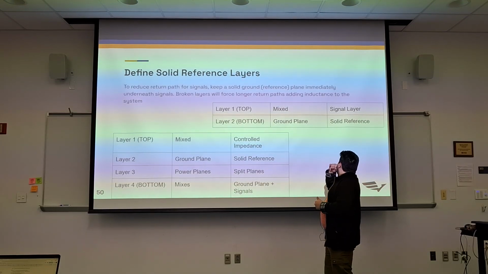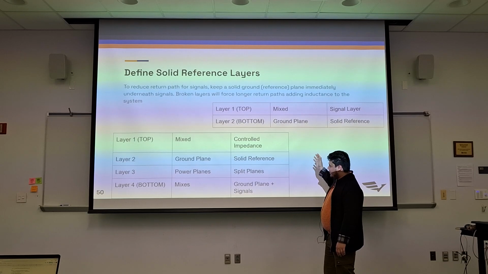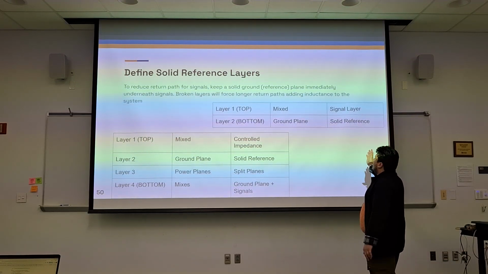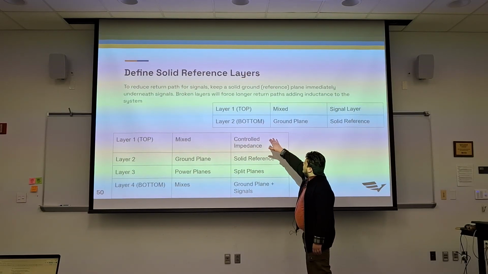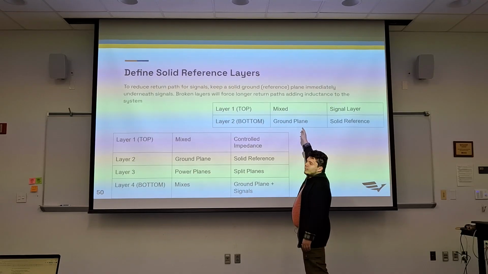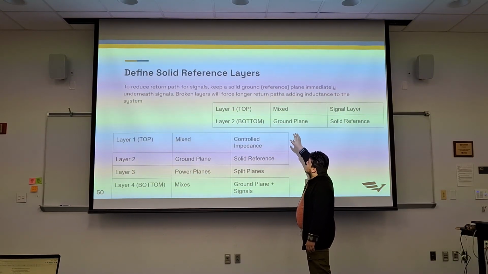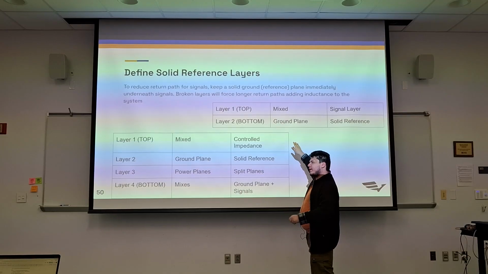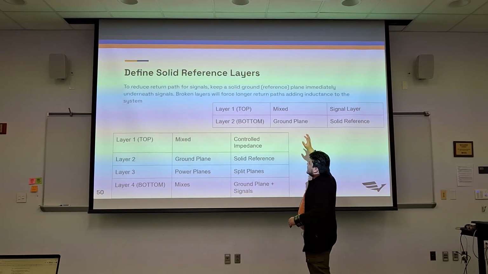So this is just a suggestion. This is one of many ways that you could configure your boards. Generally speaking, we always want to have a nice solid reference plane adjacent to your signal layers. So when we're talking 2 layers, you're really only routing on one layer. Ideally, if you need to, you can always go to the bottom, but you want to avoid that as much as possible. So ideally, we're only routing on one layer as our mixed layer.